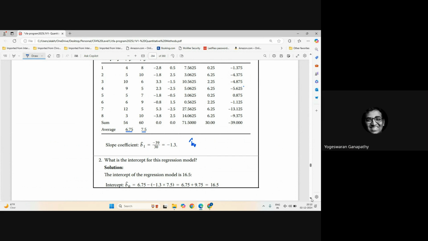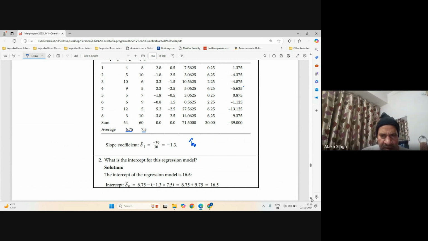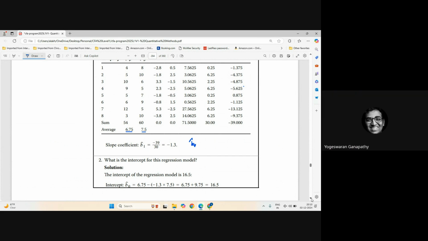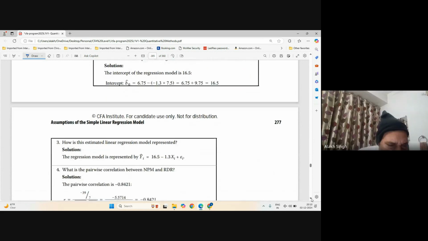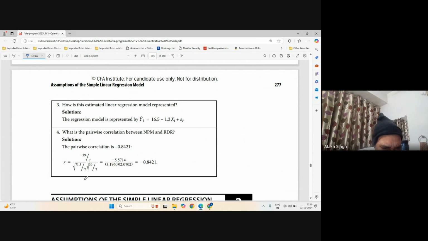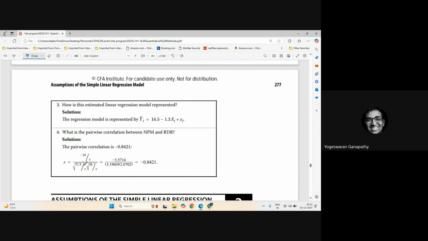Correlation is beta into Sx by Sy. So you don't have Sx and Sy; you will have to calculate them. Divide this by 7 and take the square root. Yeah, same thing, 39 by 7. Here you have to calculate this, but anyway, those will also get cancelled.